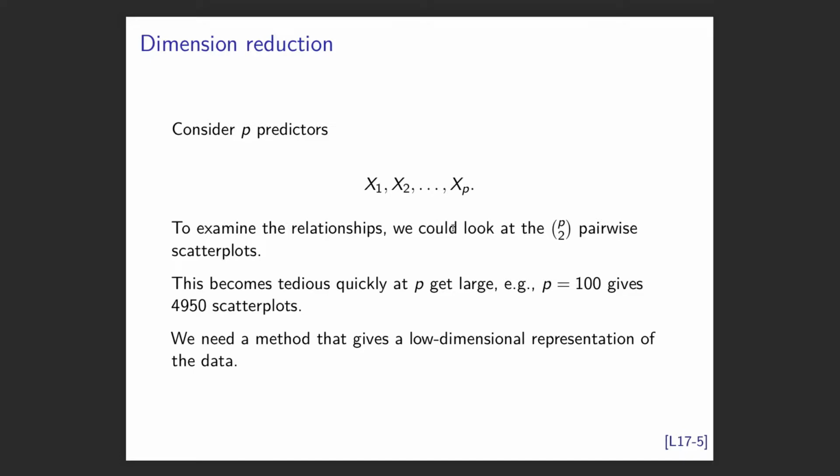So what we're going to do is look at PCA, or principal component analysis, a method that will give us a low dimensional representation of the data. The idea is we're going to represent it as a whole new set of principal components, and hopefully this will give us an explanation at a lower dimension, less than P.